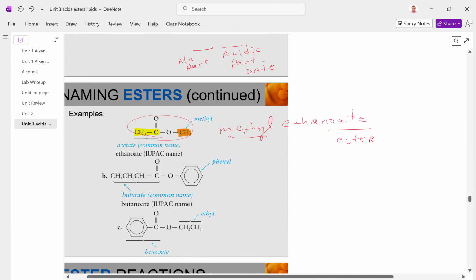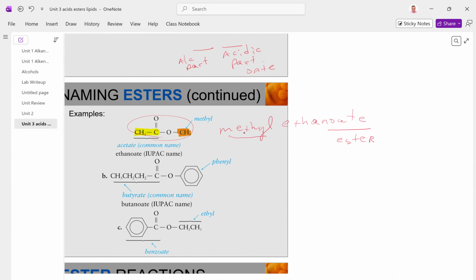Now, we also talked about the acid salt named oate as well. So if it's got a methyl group out front, that means it's an ester. If it's got a sodium or potassium, it's an acid salt.